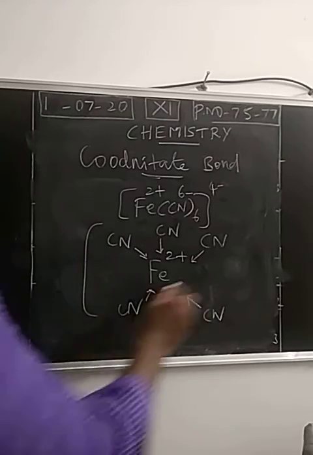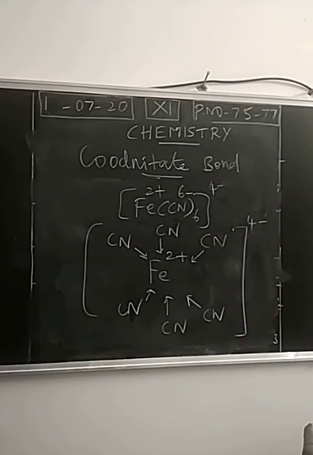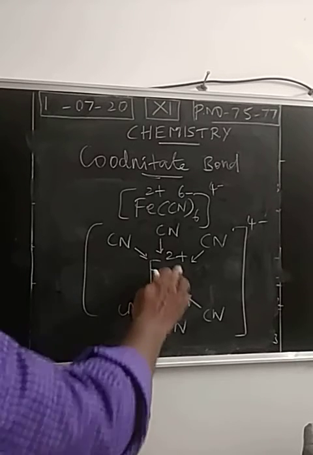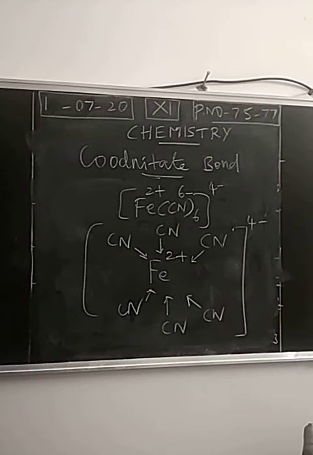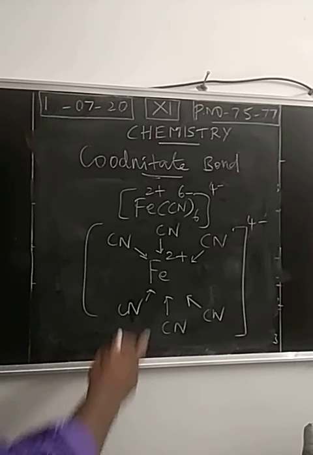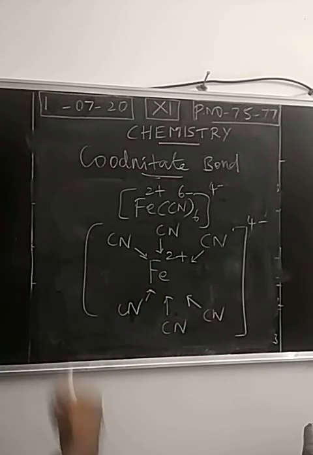So this is a coordination compound. Overall charge is 4 minus. Central atom ion with oxidation state 2 plus. All the 6 cyanide ions are donating a pair of electrons. So how many coordinate covalent bonds are present in this complex? Totally 6. 1, 2, 3, 4, 5, 6. 6 coordinate covalent bonds are present.